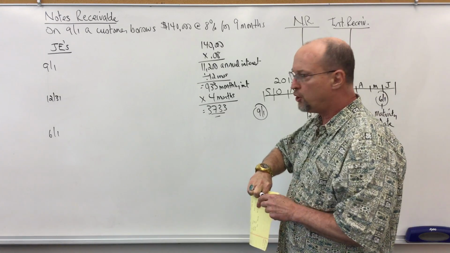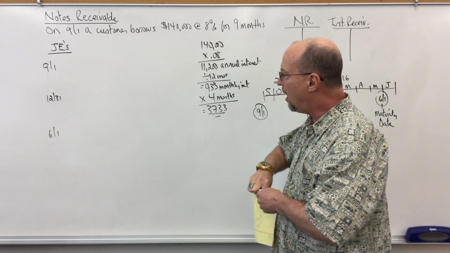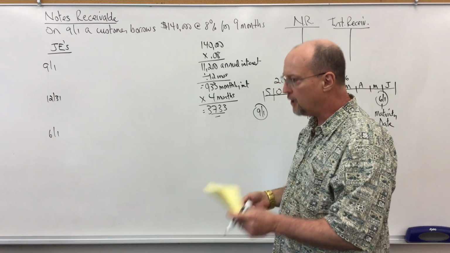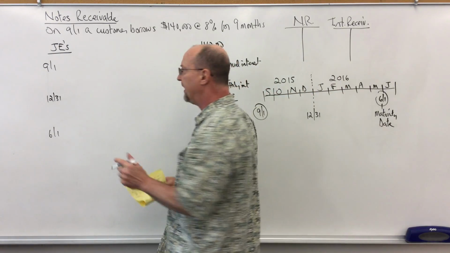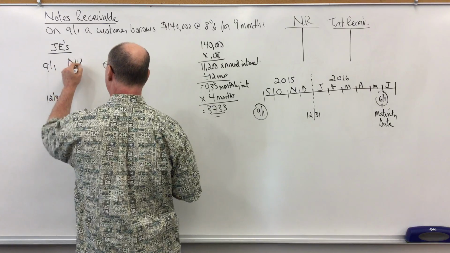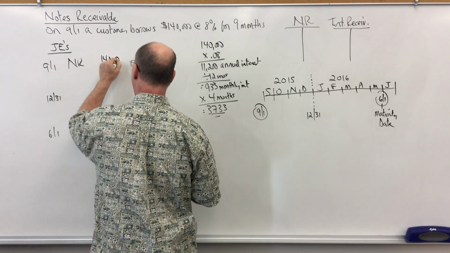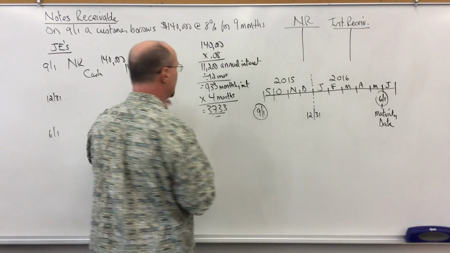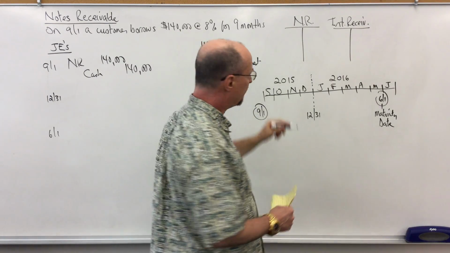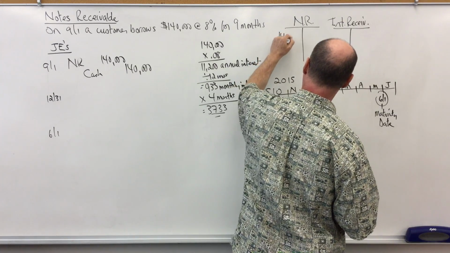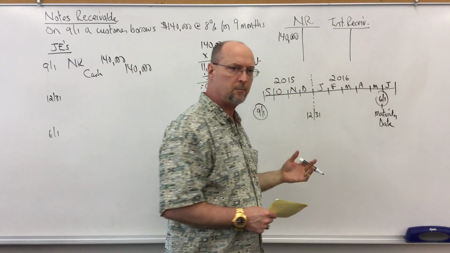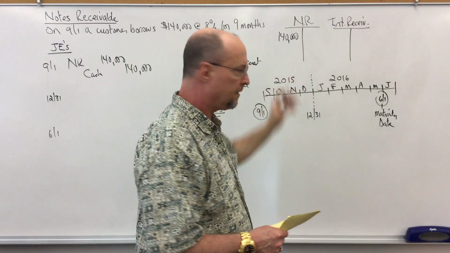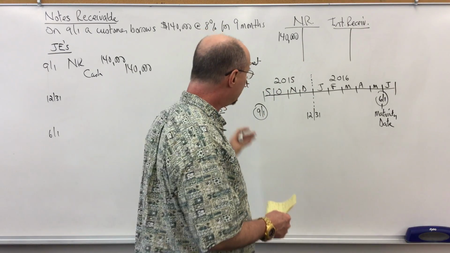So there are 3 journal entries that we're concerned with. On the date that we loan the customer money, and I'm going to abbreviate, we are going to debit notes receivable for $140,000, and we're going to credit cash for $140,000. And I'm going to create a T account here to remind us that when the customer pays back the note, we've got to get rid of the note receivable. Okay, that's an easy journal entry.